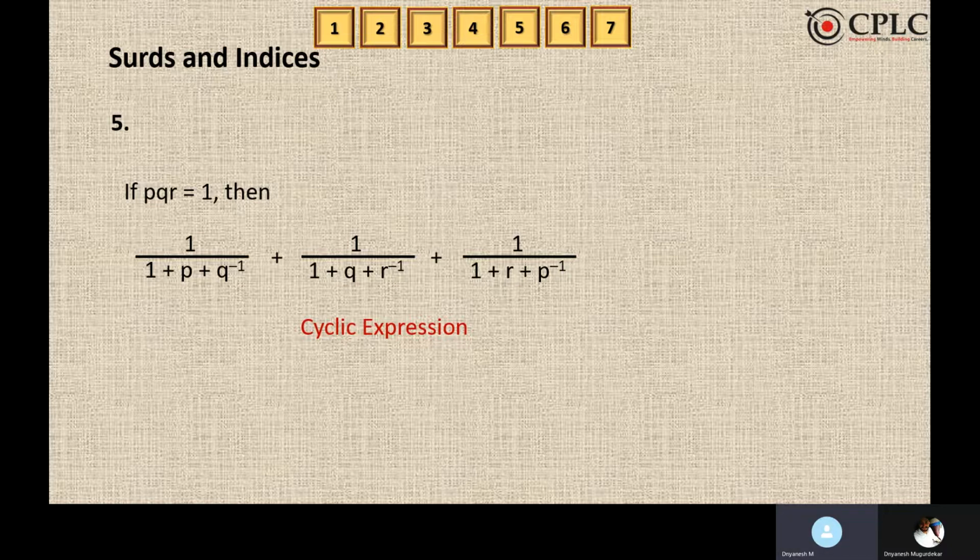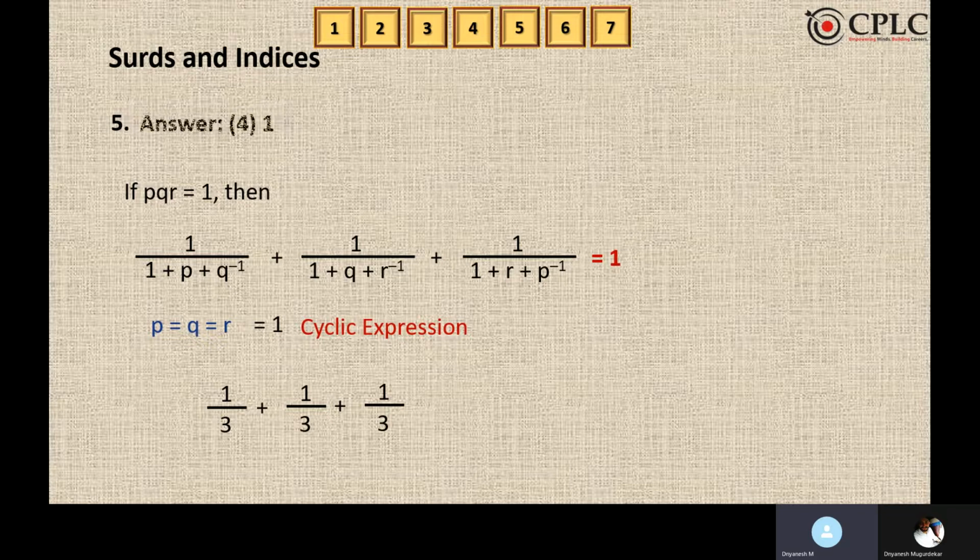Example: the product of PQR is 1. The simplest possible assumption is that all of them are 1. When you substitute all of them as 1, you get the answer as 1, because each term becomes 1 by 3, and 1 by 3 added 3 times gives you 1. But you don't have to do this. This is just for representation purposes. The main underlying idea is the cyclic expression concept and the trigger to remember it.